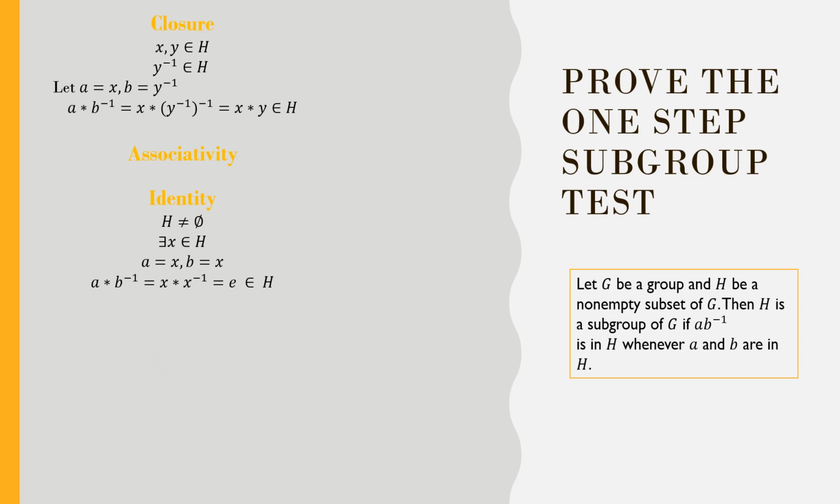Let E be the identity of G. As H is non-empty, let x be an element in H. If A equals x and B equals x, then A times the inverse of B equals x times the inverse of x, which equals E, so the identity element is in H. If A equals E and B equals x, then A times the inverse of B equals E times the inverse of x, which equals the inverse of x. So every element in H has an inverse in H. As H satisfies the group axioms, it's a group, and it's therefore a subgroup of G.